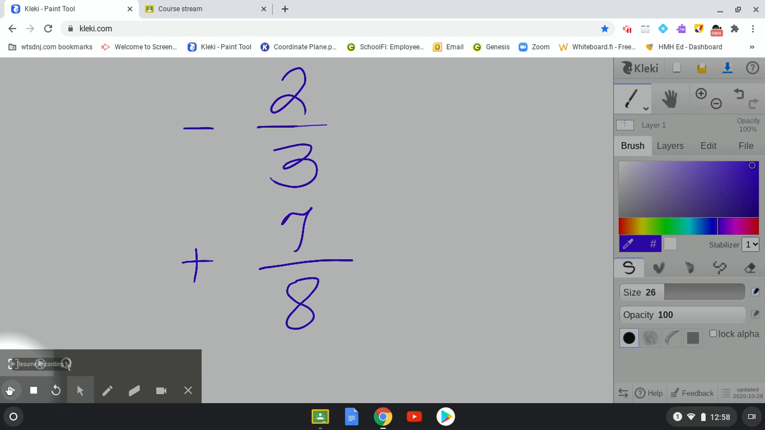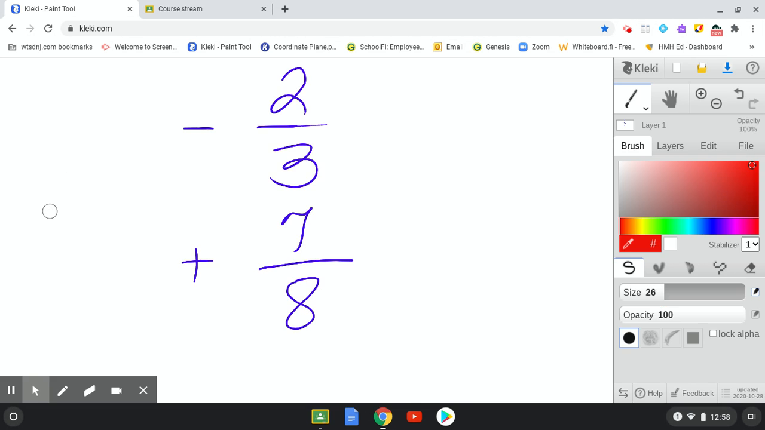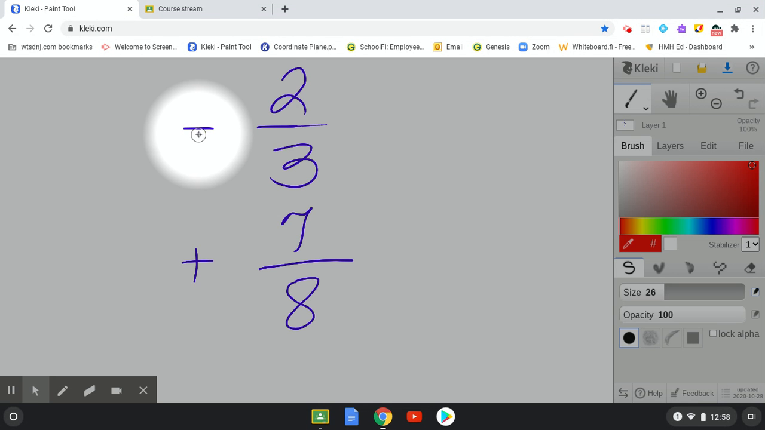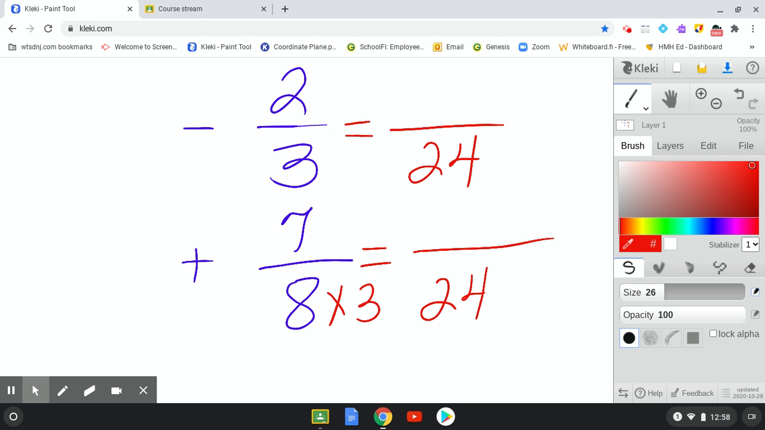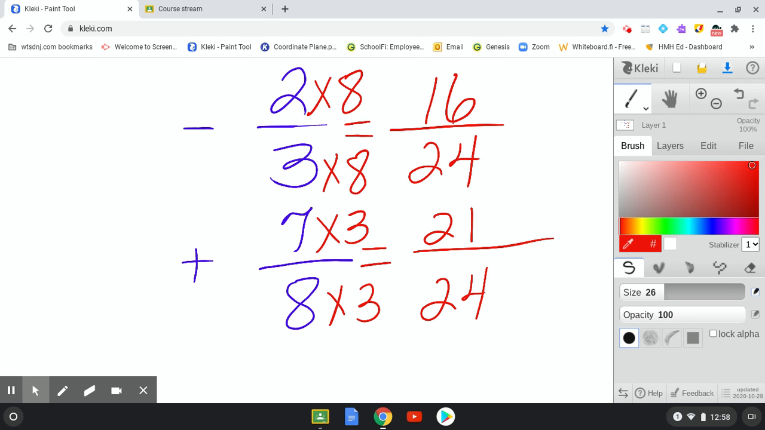So watch what we do here. So I just rewrote this vertically to make it easier, and I did put my signs over here just so I remember that this is a negative and this is a positive. So the first thing I'm going to do is come up with a common denominator the way I always do. So if I look at 3 and 8, I know that a common denominator between those two is 24. So 8 times 3 gives me 24, and then 7 times 3 gives me 21. 3 times 8 is 24, and 2 times 8 gives me 16. Okay, so now I have a common denominator.